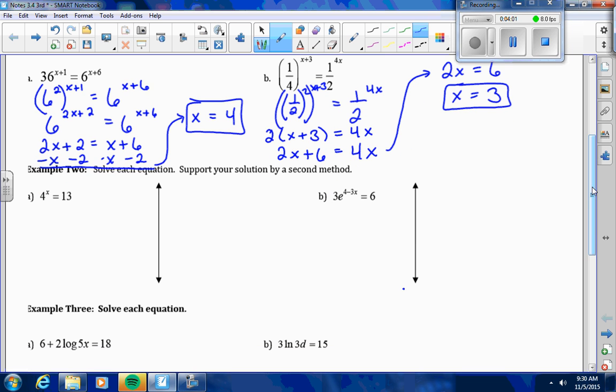Example 2. Solve each equation. Support your solution by a second method. Okay, so a second method. So we have 4 to the x equals 13. Can I change it to the same base? No. There's no changing it to the same base. So what do you think you might be able to do? Can I change it to a logarithm? Okay, so let's go with that.